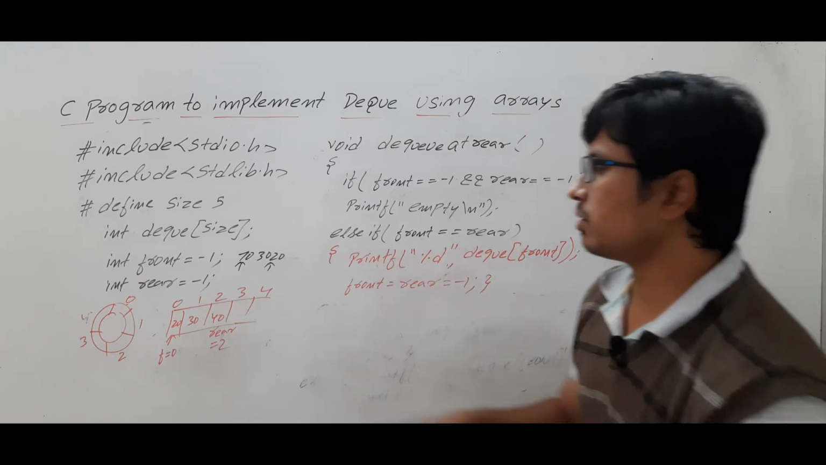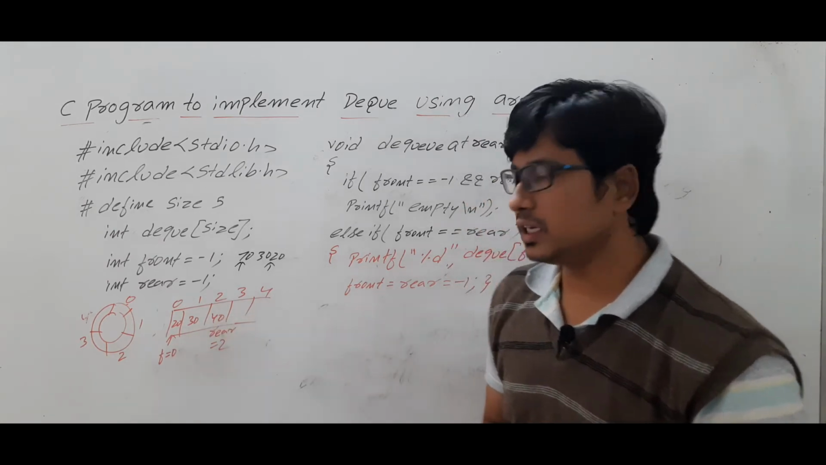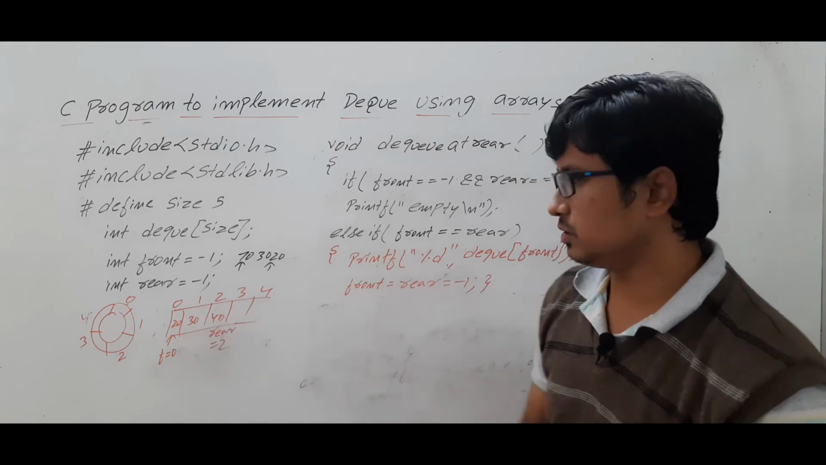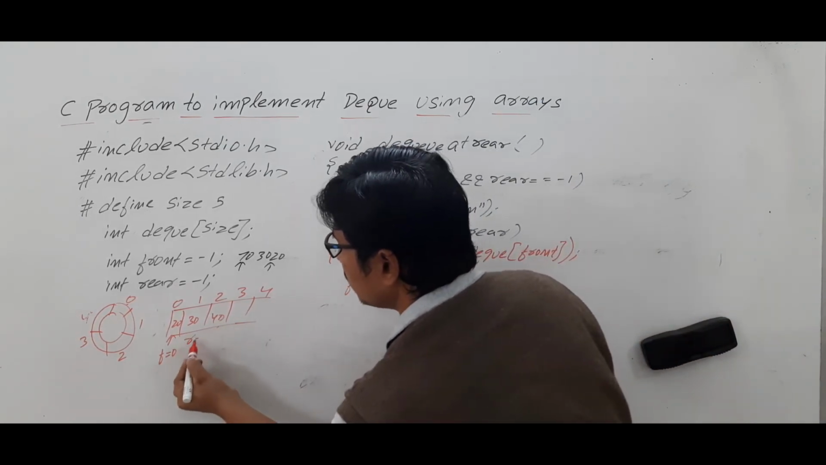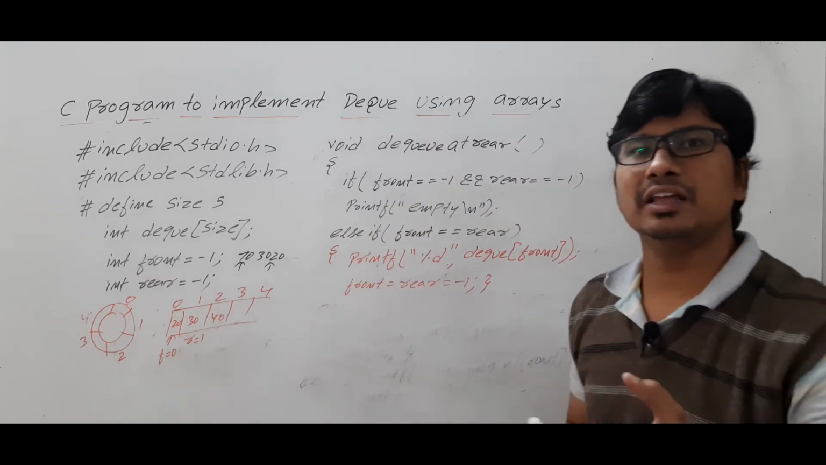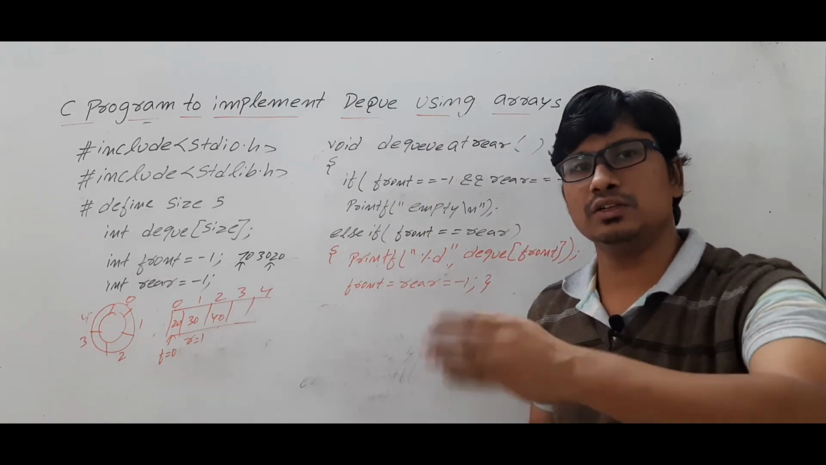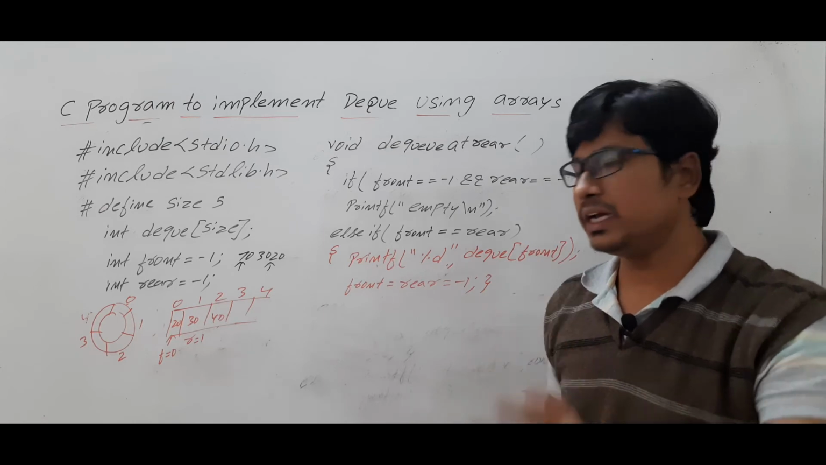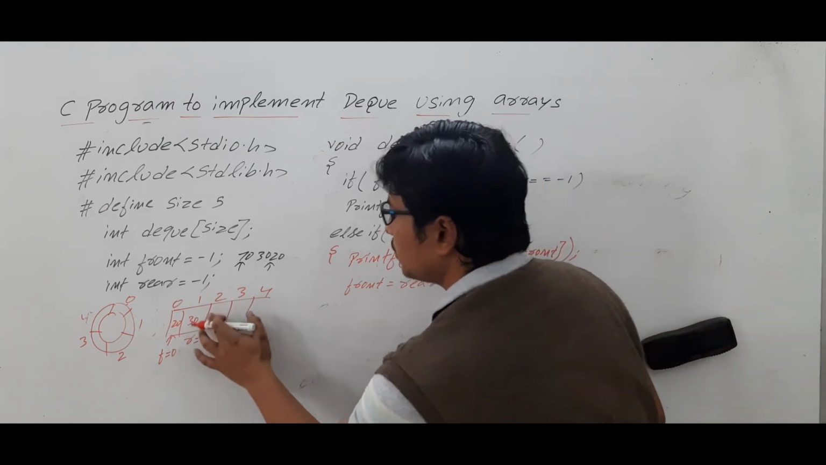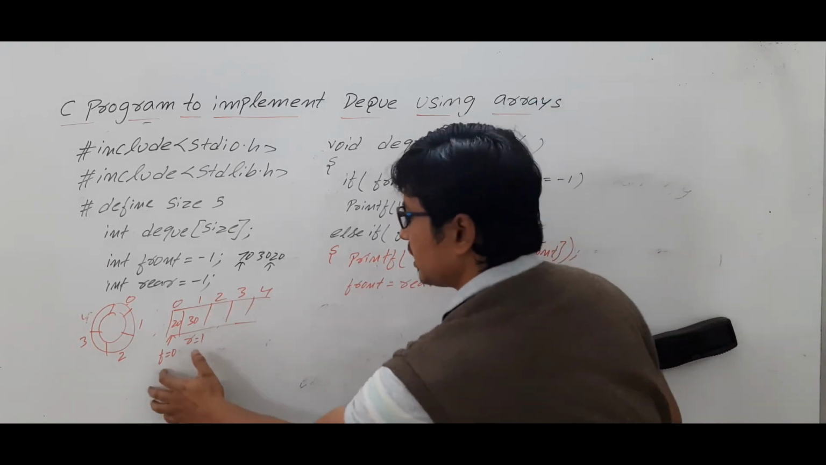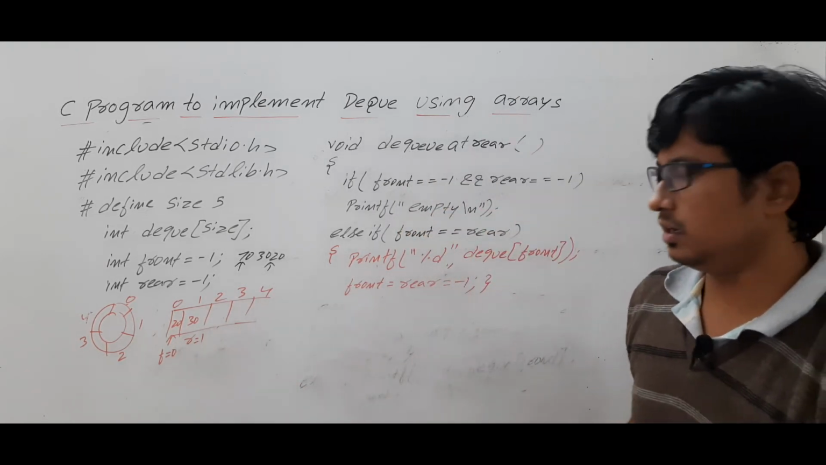Dequeue at rear means from the rear you need to delete. So which element do you need to delete? 40. So how can you delete it? If you make rear equal to rear minus 1, meaning you are doing rear minus minus, then 2 minus 1, rear will become 1. Then logically you have deleted this one. So from front to rear you are displaying the elements.